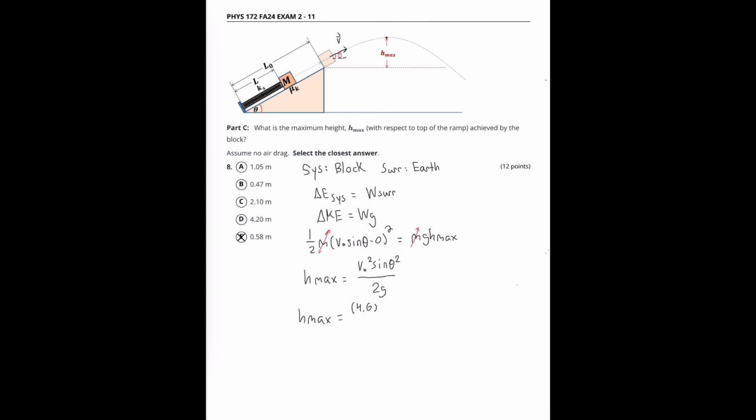Now plugging in our values, we get h max is equal to 4.6 squared meters per second squared, sine 48 squared, divided by 2 times gravity, so 2 times 10 meters per second squared, and that will give us a final answer of approximately 0.58 meters. And that will correspond to answer choice E.